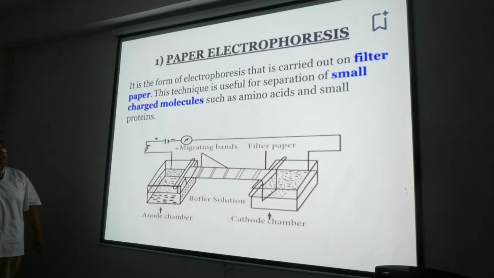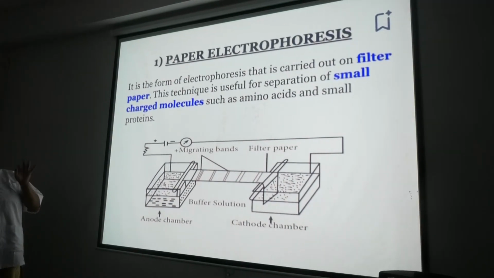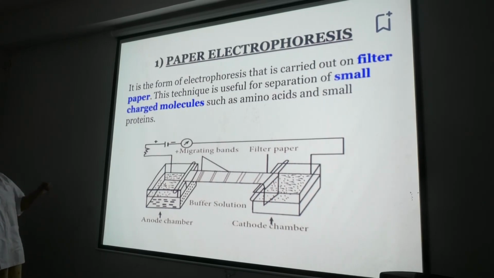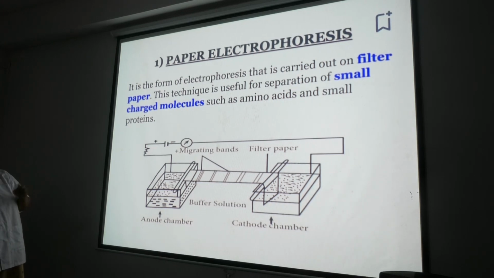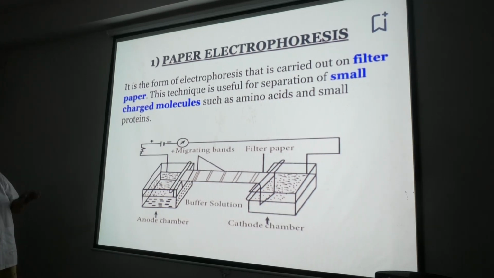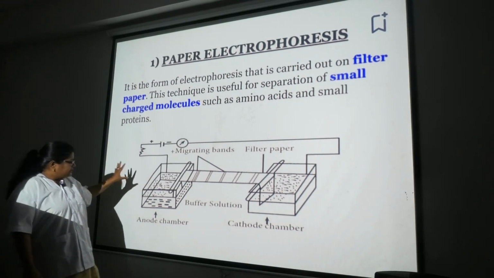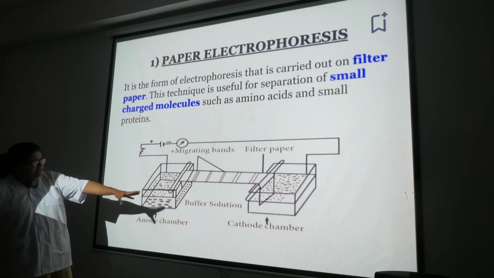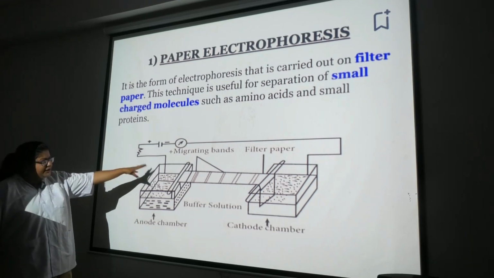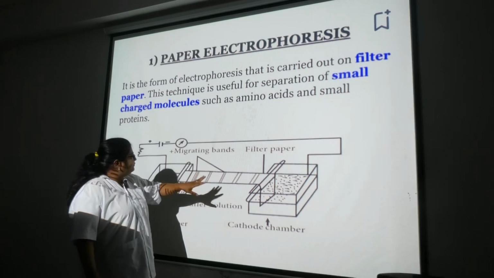This is paper electrophoresis. It is the basic form. It is the form of electrophoresis that is carried out on filter paper, and this technique is useful for separation of small charged molecules such as amino acids and small proteins. These are the anode chamber and cathode chamber. Here the buffer solution is kept. This is the filter paper.